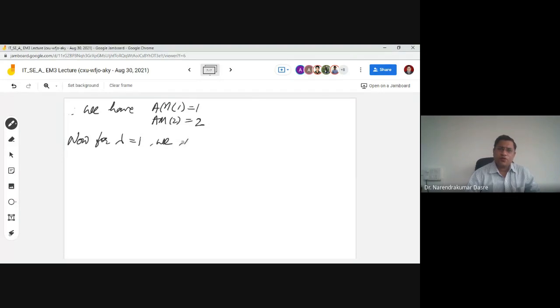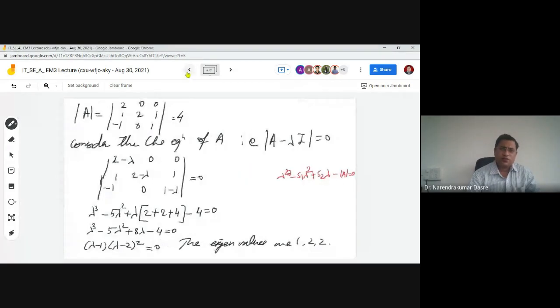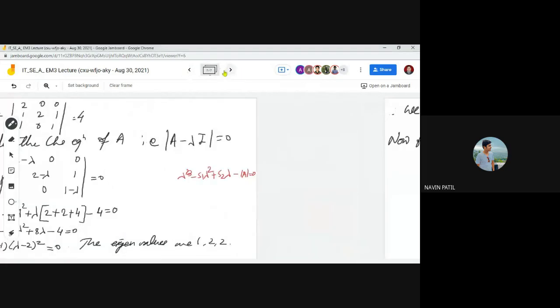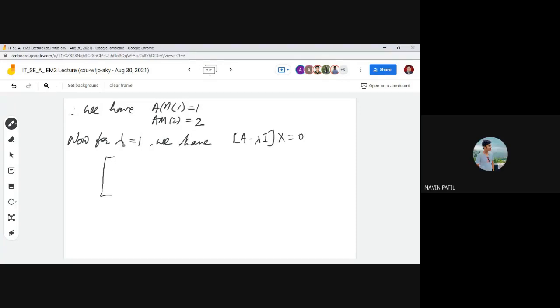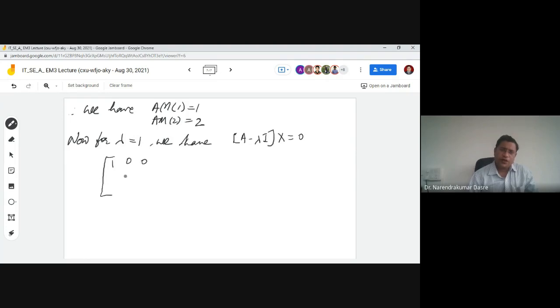Okay, so we have to find out (A minus lambda I) into x is equal to 0. So here, if we consider lambda is equal to 1, then what is the first entry for the matrix? It is going to be 2 minus lambda. So lambda is going to be 1. So how much will be remaining? 1. Then this is going to be 0.